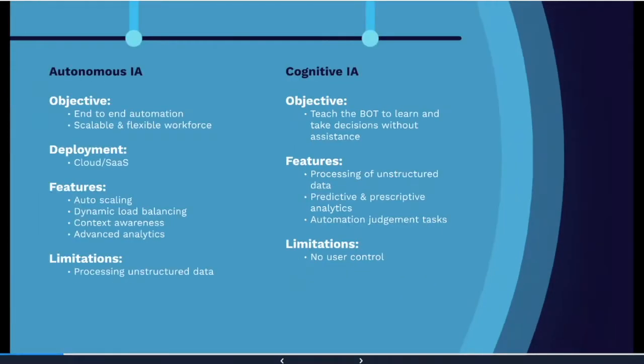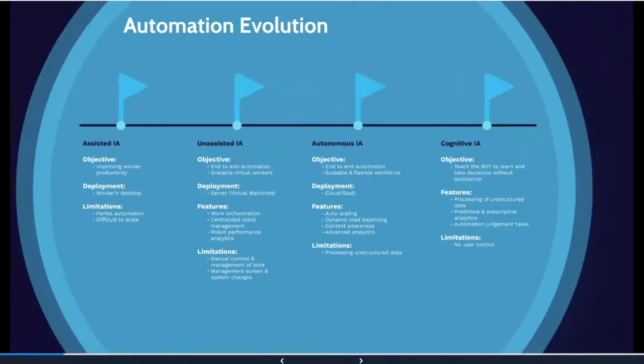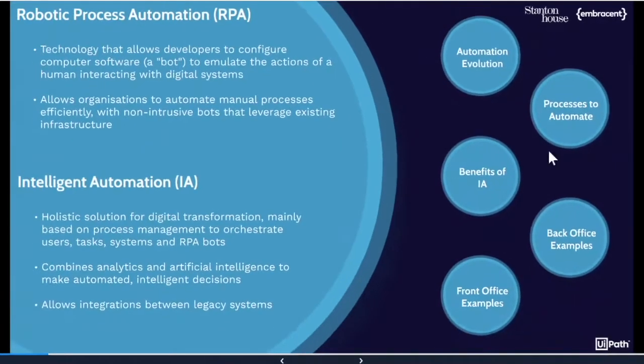So you can see this is where we see the processing of unstructured data, and your predictive and prescriptive analytics come in at this stage as well. So if you guys have any questions on the 4 pillars or the 4 stages of automation?